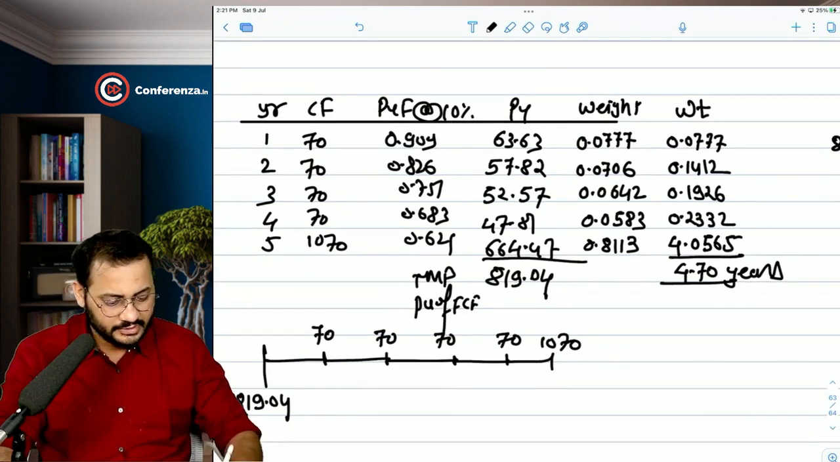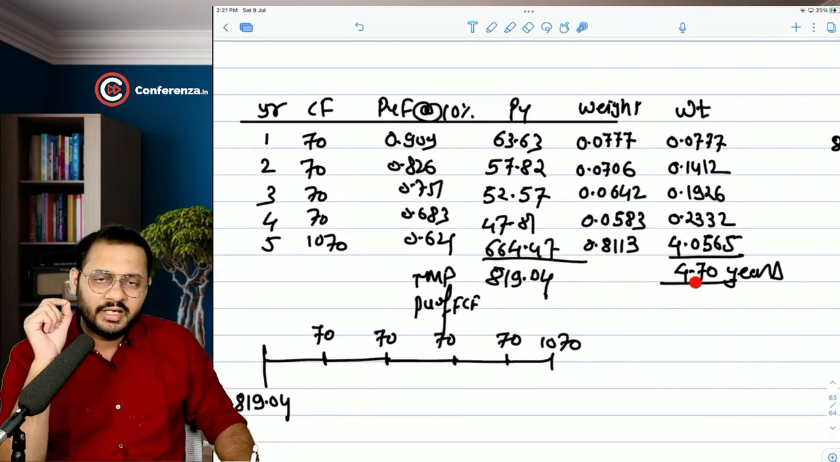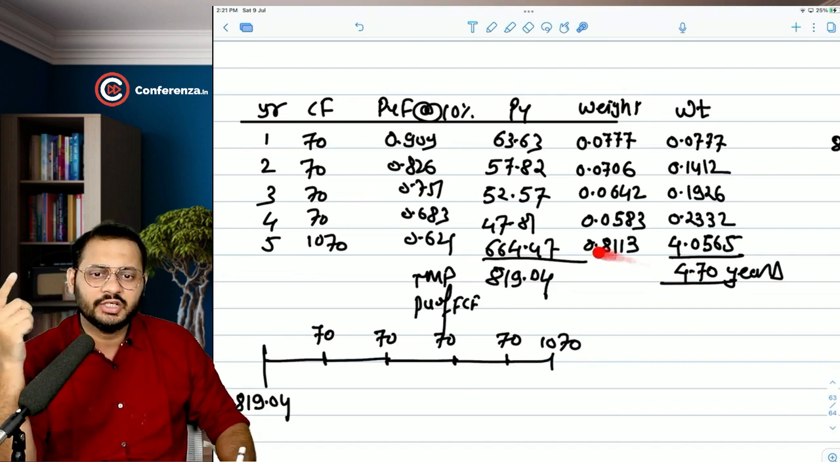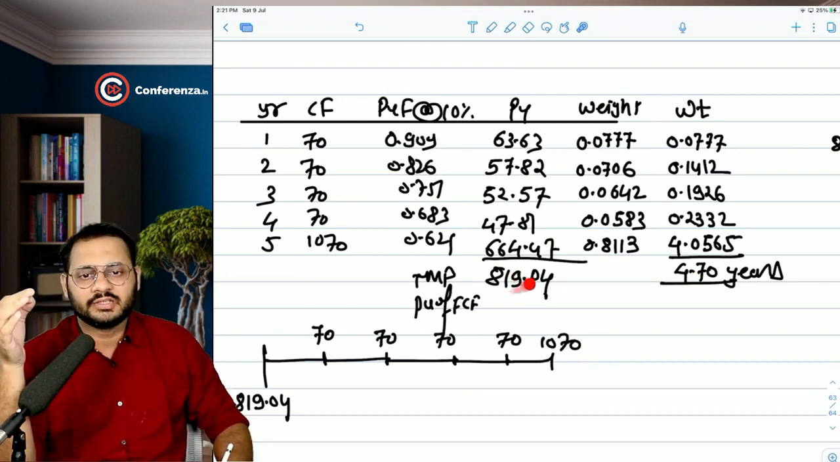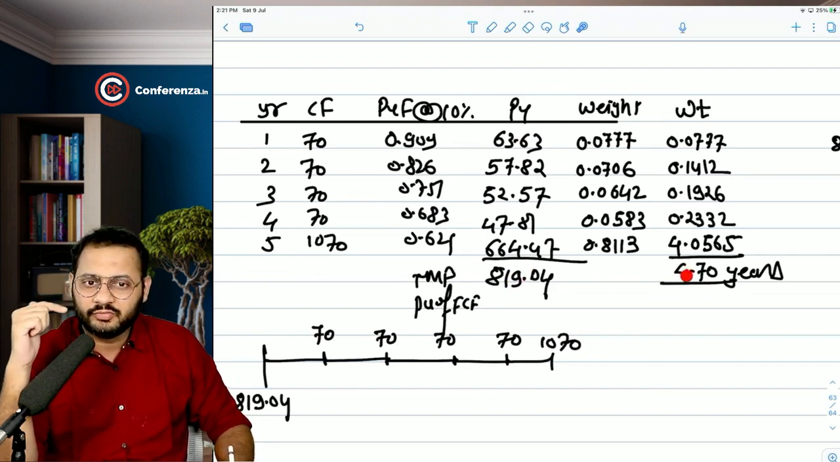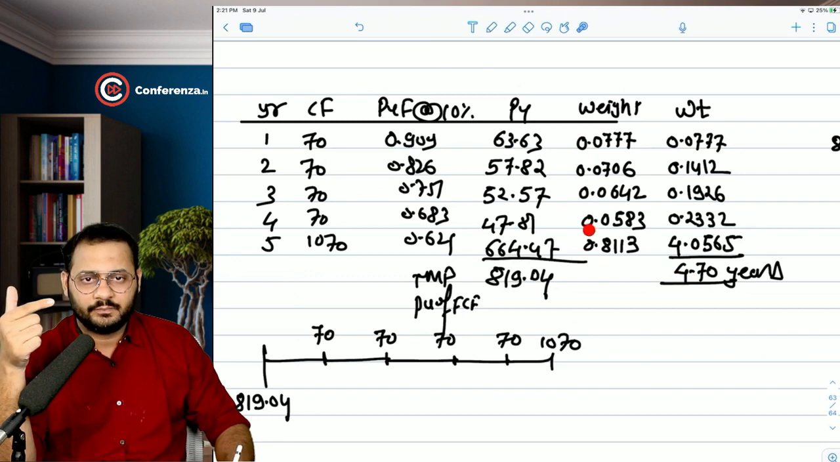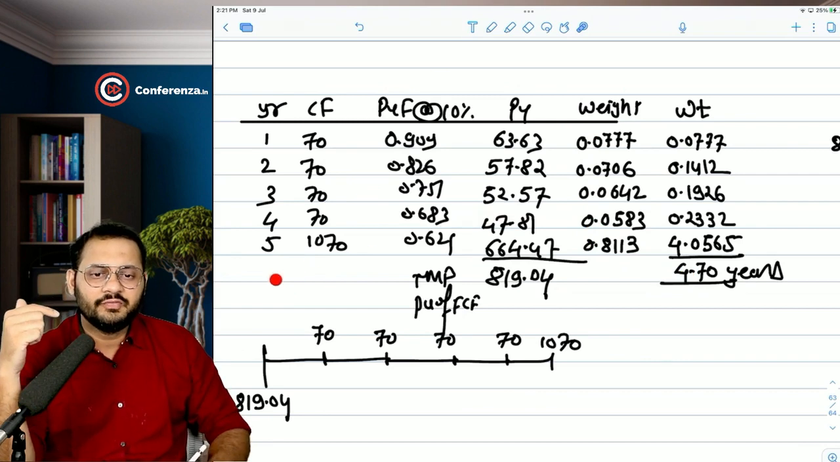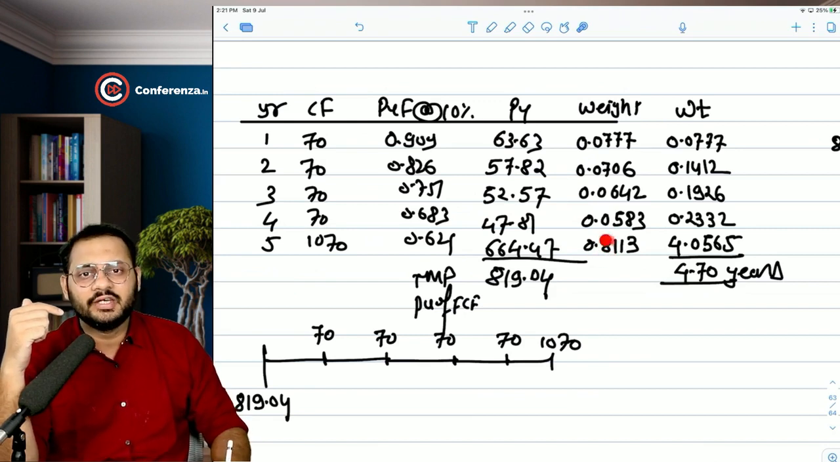Now understand what is happening here. This is the weighted average years, 4.70, in which the present value of the bond is being recovered. Weighted average number of years. These figures give you the weight, and understand the fact that in the 5th year the maximum percentage has been recovered, and that's why we have to increase the weightage of that.